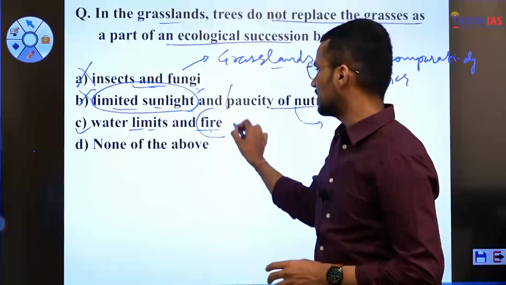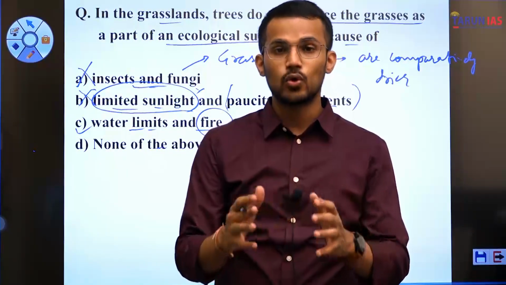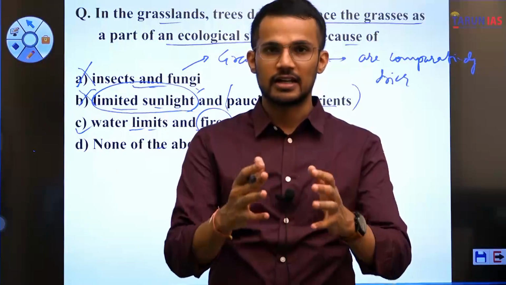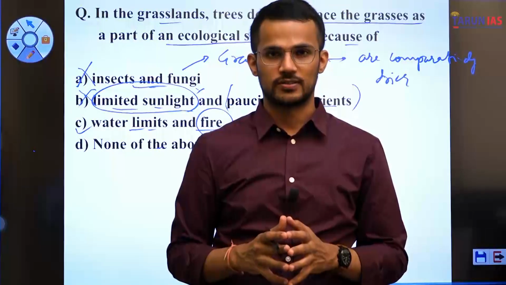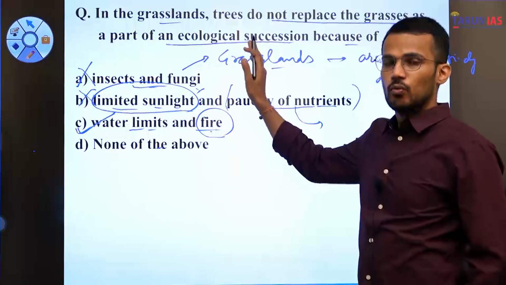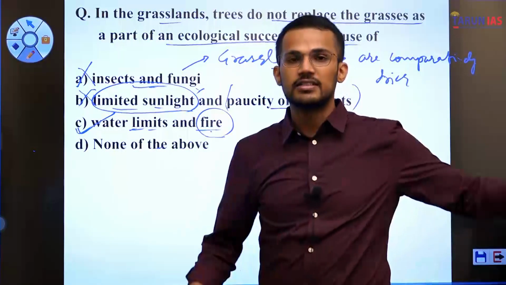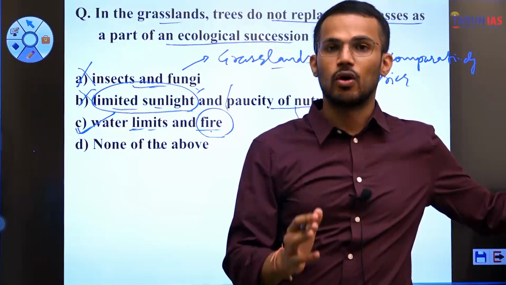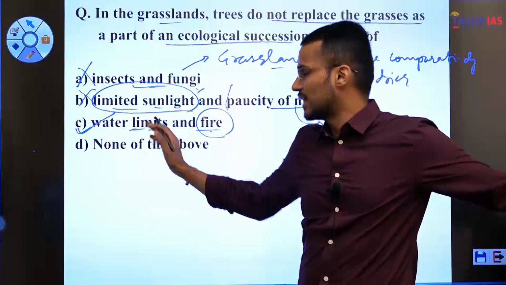Moreover, grasslands are prone to fires, and hence that also acts as a hindrance for trees to replace grasses, especially in tropical grassland locations. And that's why the answer to this question is C. Trees won't be able to replace grasses in grassland locations, as there is a limitation with respect to availability of water, and also because of fire prone conditions in grassland locations. And that's why the answer is C.